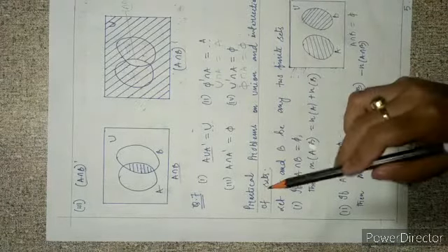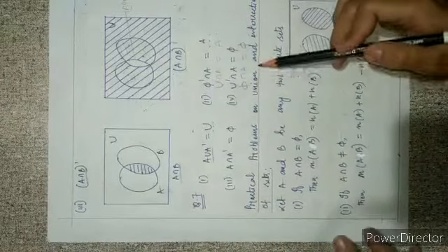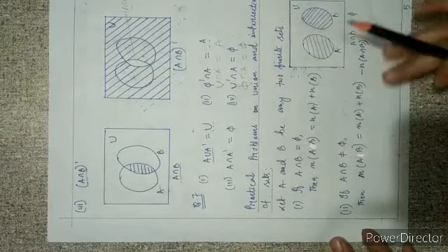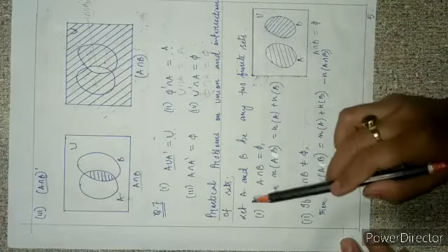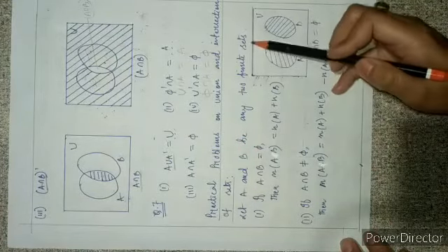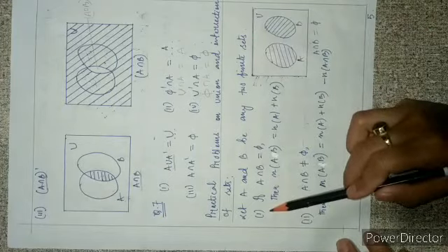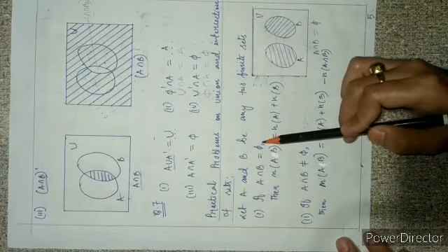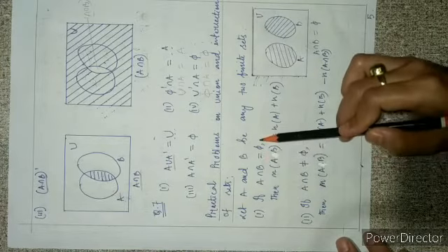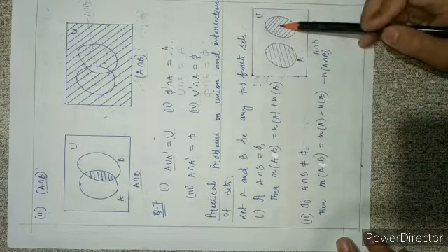Next topic, practical problems based on union and intersection of sets. This is important, carrying 6 marks. Let A and B be any two finite sets. If A intersection B is equal to phi, then they are disjoint sets.